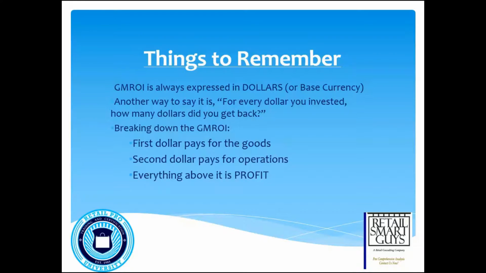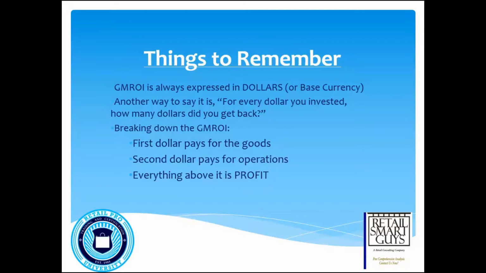You can also think of this in a different way. If I break down the GMROI, the first dollar, or whatever the base currency is, pays for the merchandise. That's based on it being typically a 55% initial markup, okay? So the first dollar pays for just getting the goods there. The second dollar pays for all of your operations: rent, payroll, advertising, insurance, technology, etc. The second dollar pays for all of that. Everything above that second dollar is profit. So the minimum, the baseline you want to have is a $2 GMROI. That's just break even. Then anything above that is profit.